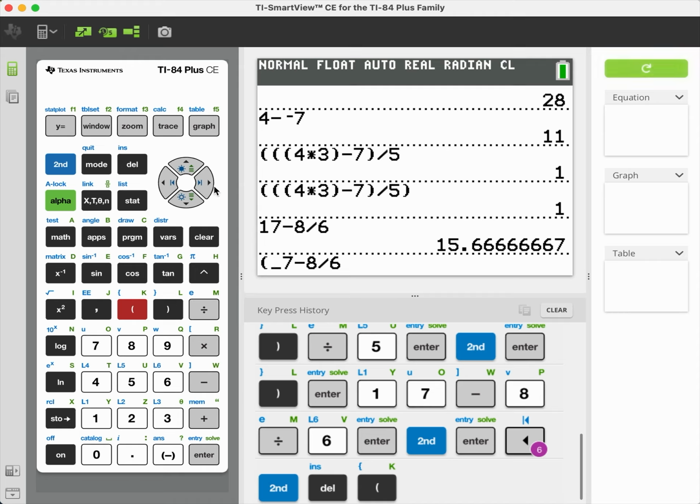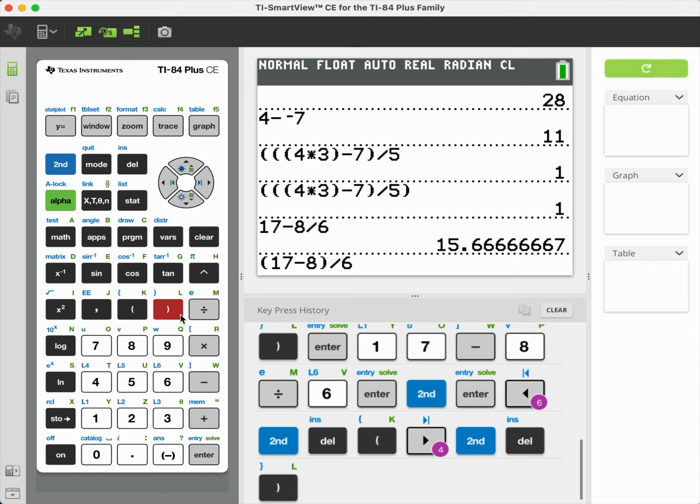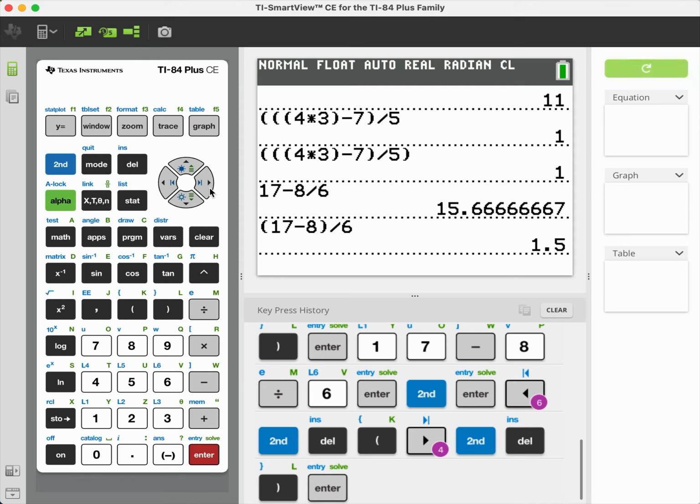Where do I want an end parenthesis? I want an end parenthesis after the 8, so I must navigate on top of the divide sign, second and insert, and an end parenthesis. Now, you don't need to navigate off the end of your line. Just press enter. 1.5. That makes more sense. 17 take away 8 is 9. 9 divided by 6 is 1.5.